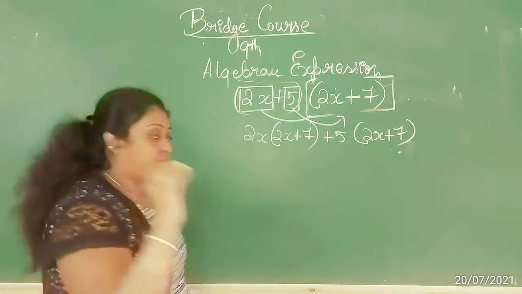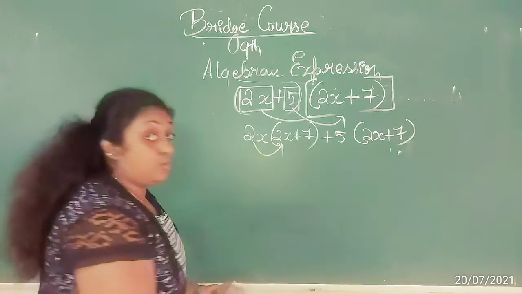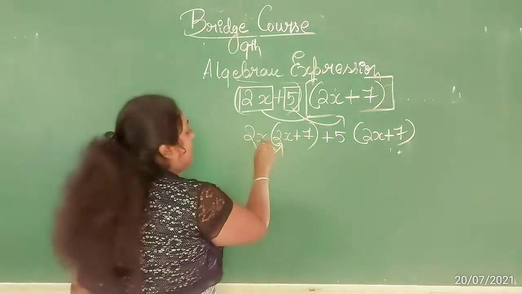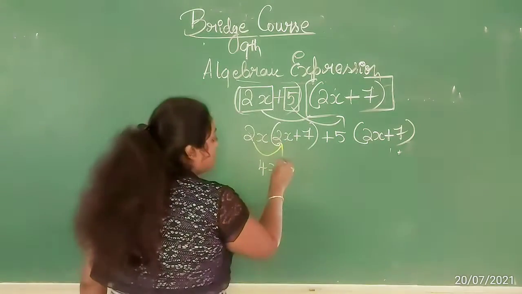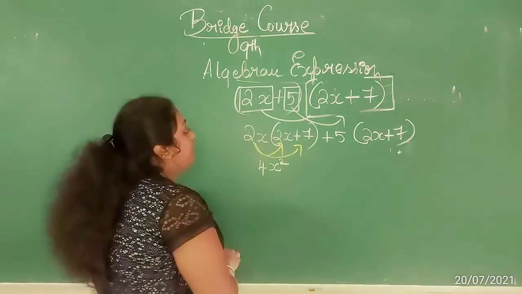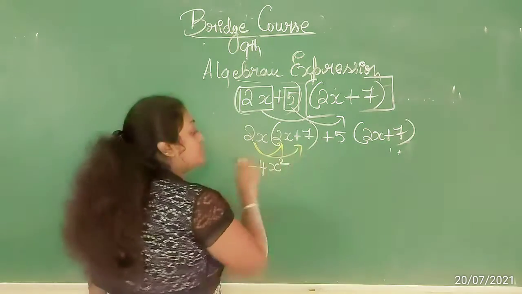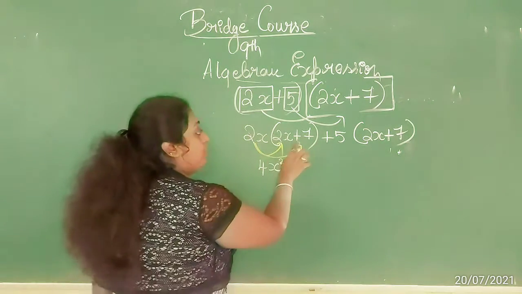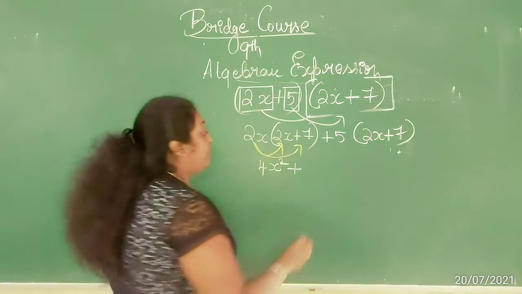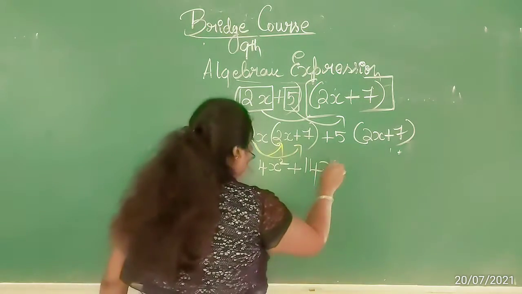Now what you will do next? I will use color chalk to tell you. 2x into 2x. So first you do with the numbers. 2 into 2 how much? 4. x into x is x square. Now again, 2x into 7. First do off with the numbers. Before putting that, put the sign. What is your plus sign? 7 into 2 how much? 14. Now only one x is there, write down that x.